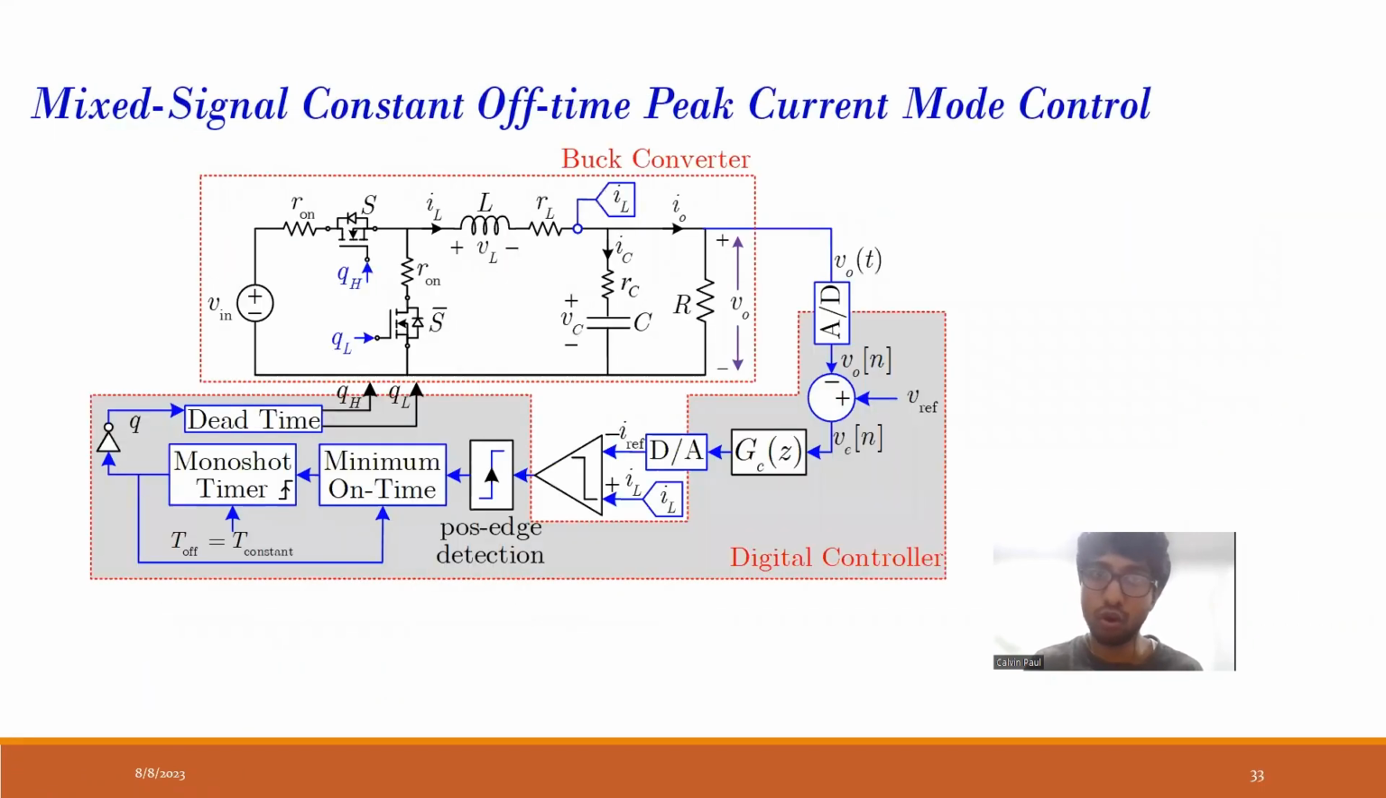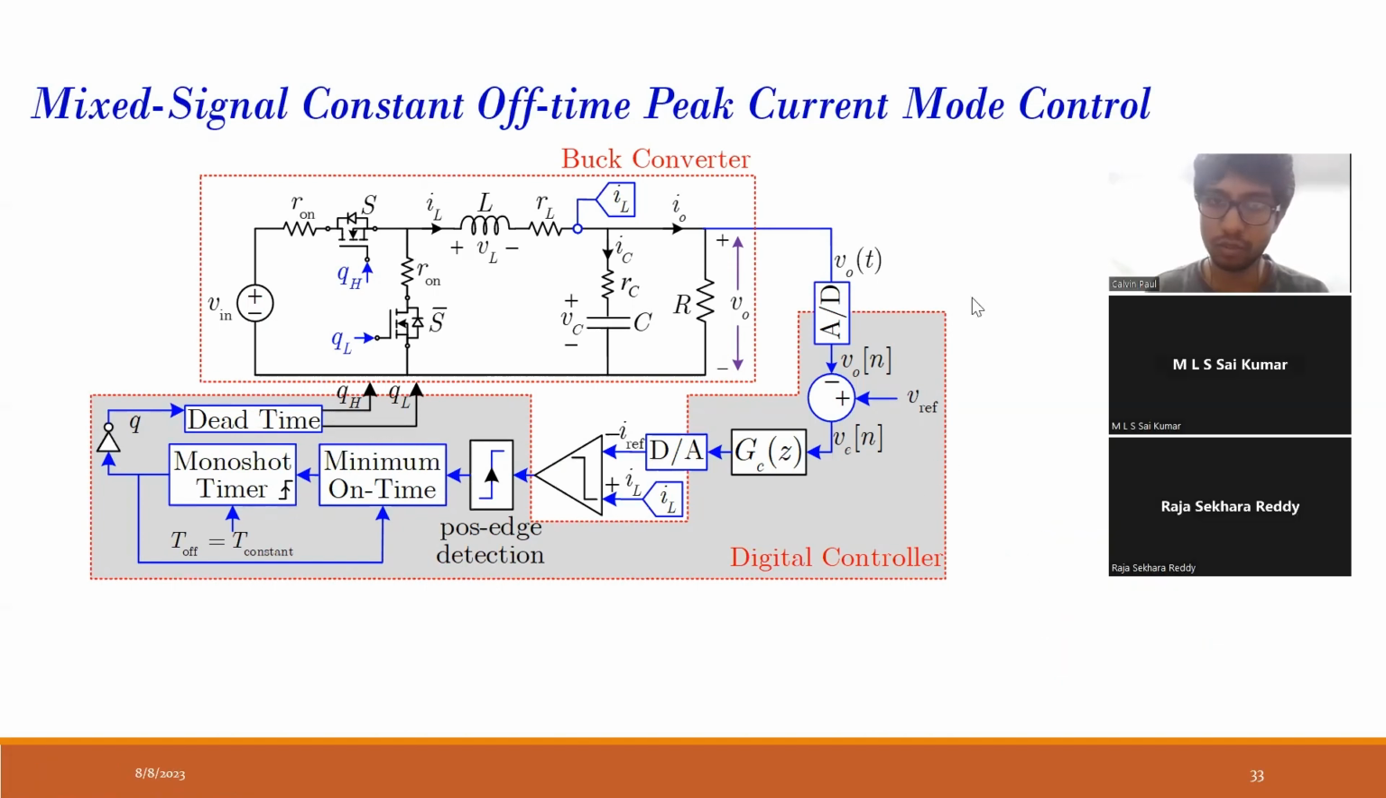Now we will go to constant off-time peak current control. In this case, same, we are using mixed signal. That is, the inductor current is in the analog domain and the voltage is in the digital domain. We take the sample of the output voltage, use the current controller to generate the reference value, and pass it through a DAC. The inductor current is compared to it, and then it will generate a trigger. That trigger will set the minimum off time.